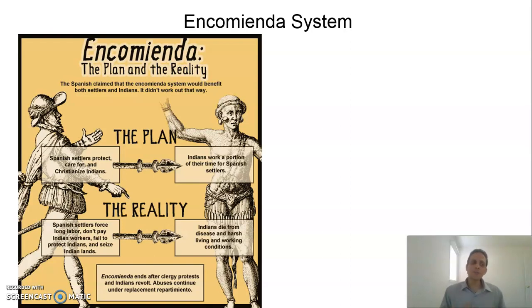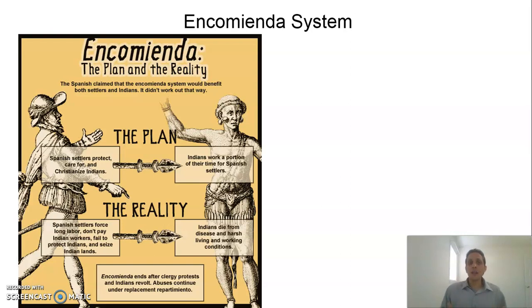Now, very quickly, this system becomes highly abusive, and the Native Americans are really exploited in the system, so much so that you have Spanish religious figures speaking out against it. The most famous person who speaks out against it is a guy named Bartolomeo de las Casas. And de las Casas writes a piece called In Defense of the Indians, really criticizing the Encomienda system and saying that this is an unchristian thing to do. They're really exploiting the Native Americans. They're not bringing them religion in the way that they should, and they should really abandon the system.